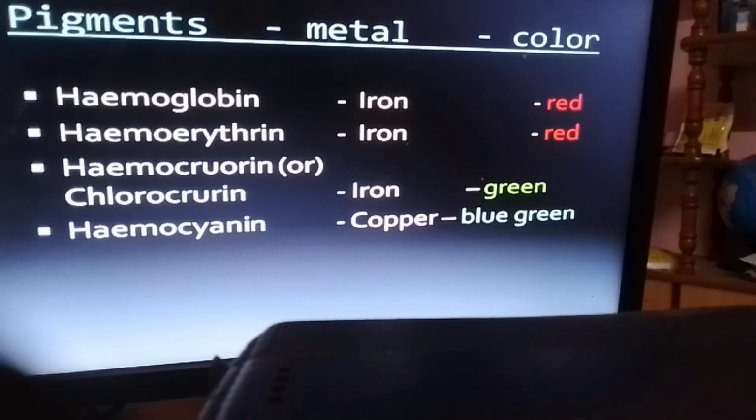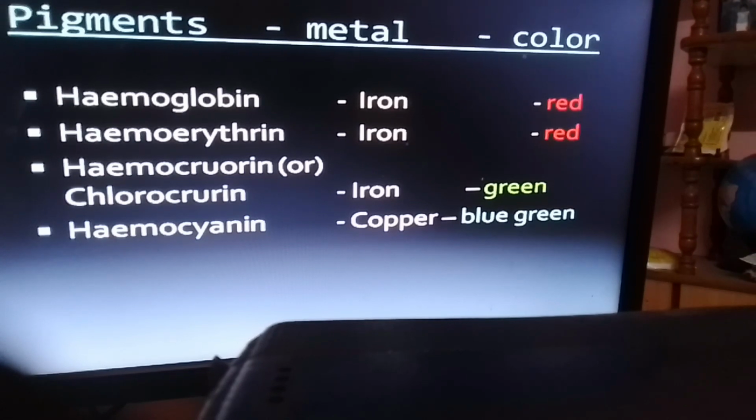Hemochlorine or chlorocruorin. Why it is called chlorocruorin is that it seems green in color. It gives red color to the blood where it is. Anyway, the metallic component is iron, and the color differs due to the difference in the polypeptide chain available with the iron component.